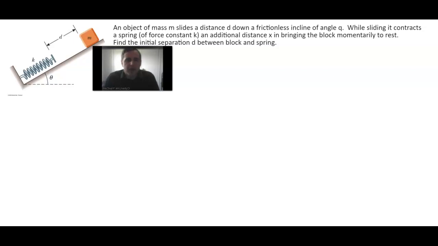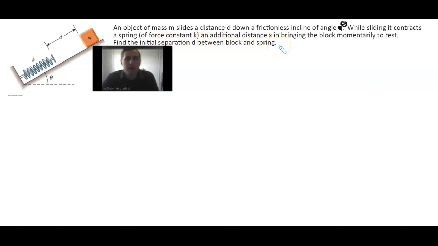So what we have here is an object that has mass m, slides a distance d down a frictionless incline of angle, and let's go ahead and change that. That should be angle theta. Okay, that's a Greek letter. While sliding, it compresses a spring of force constant k an additional distance x, bringing the block momentarily to rest. Find the initial separation d between the block and the spring.